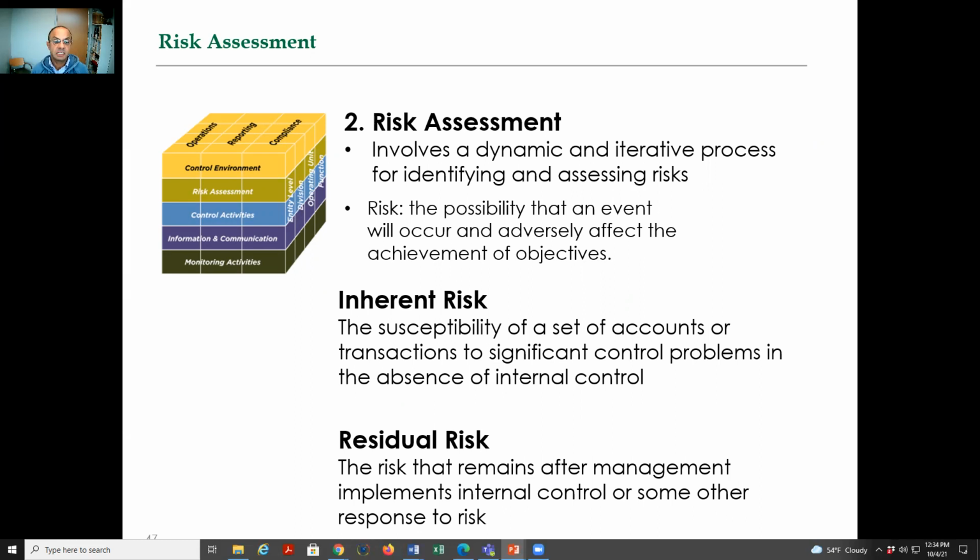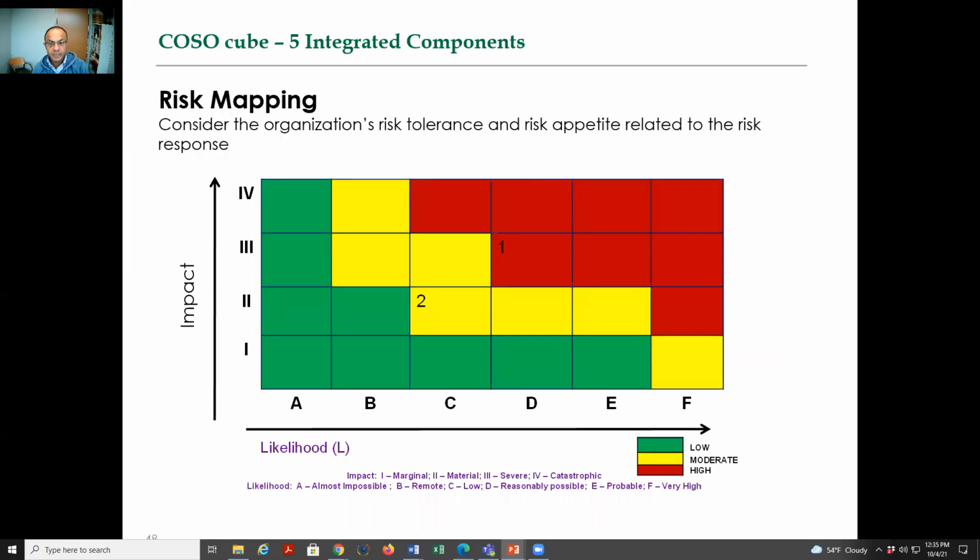The inherent risk is the susceptibility of a set of accounts to any kind of mistakes in the absence of internal control. So if there is no internal control, there might be some risk to that account. But for the residual risk, we say even if we have an internal control, there might be a risk of something happening. So the difference between inherent risk and residual risk is the existence of the internal control. The first one talks about the absence of internal control and what might happen to the data or the account. The residual risk talks about the existence of the internal control, but the inability of the internal control to discover the risk.